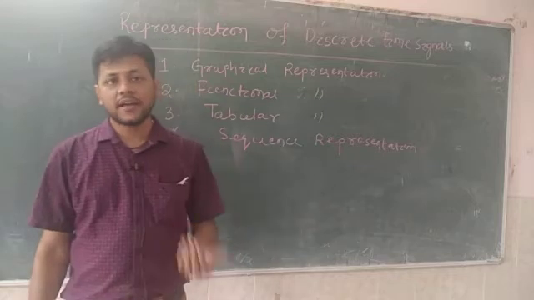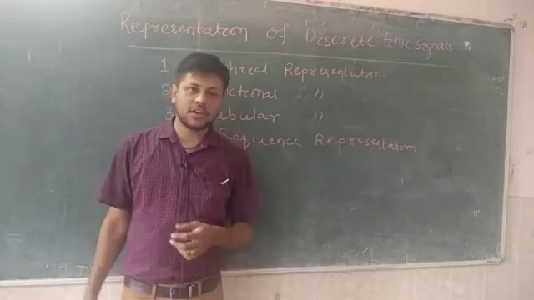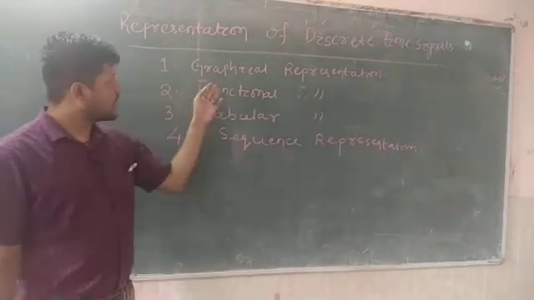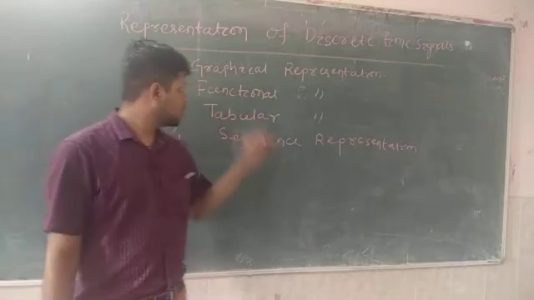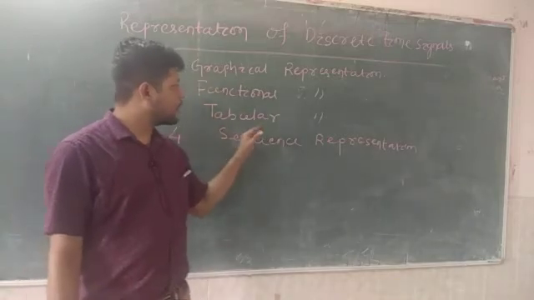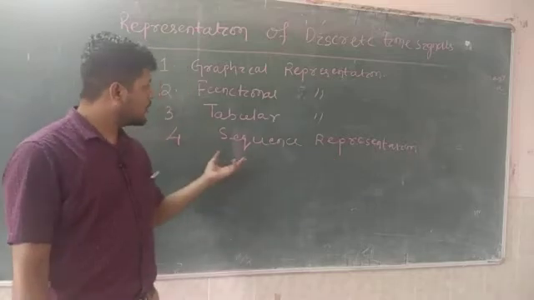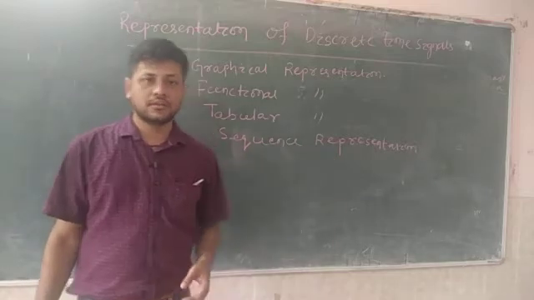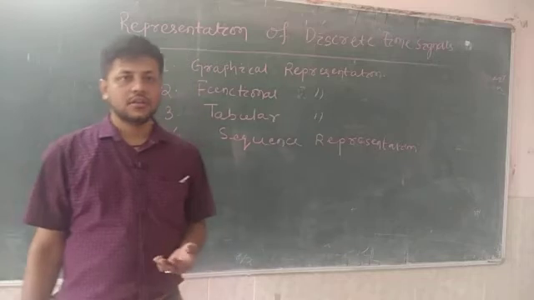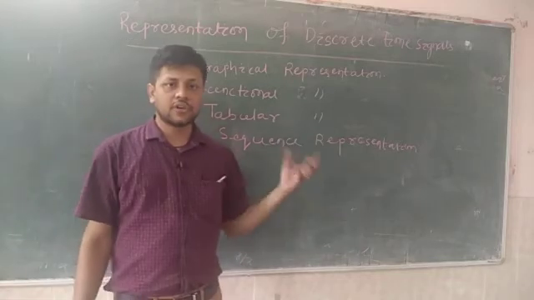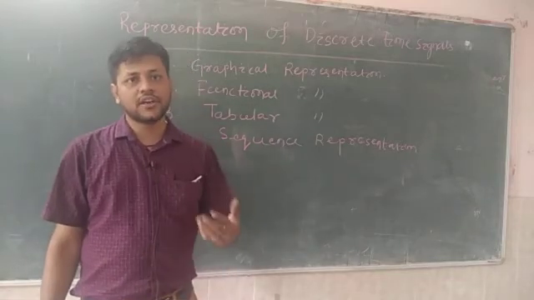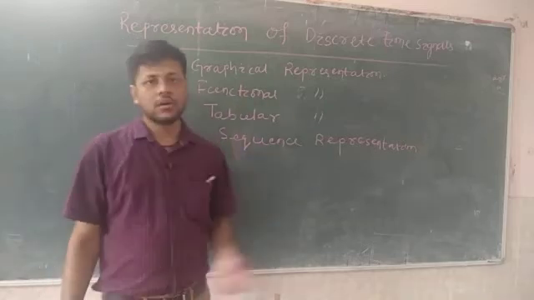There are various ways to represent a discrete time signal, there are 4 ways. The first method is graphical representation, then functional representation, then tabular representation, and the last one is sequence representation. We will see one by one how to represent the signal. Students, you must pay attention to this, because from now onwards we are going to use these 4 representations of discrete time signal alternatively.